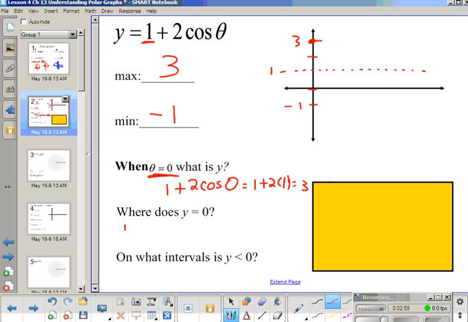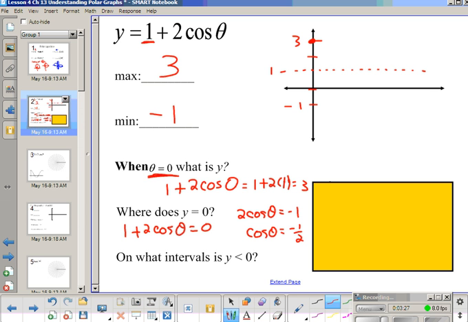And I can do that by setting 1 plus 2 cosine of theta equal to 0, and then I solve for theta. We want to undo all those outside transformations. I would subtract 1 and get 2 cosine theta is -1. Divide by 2. Cosine theta is -1/2.